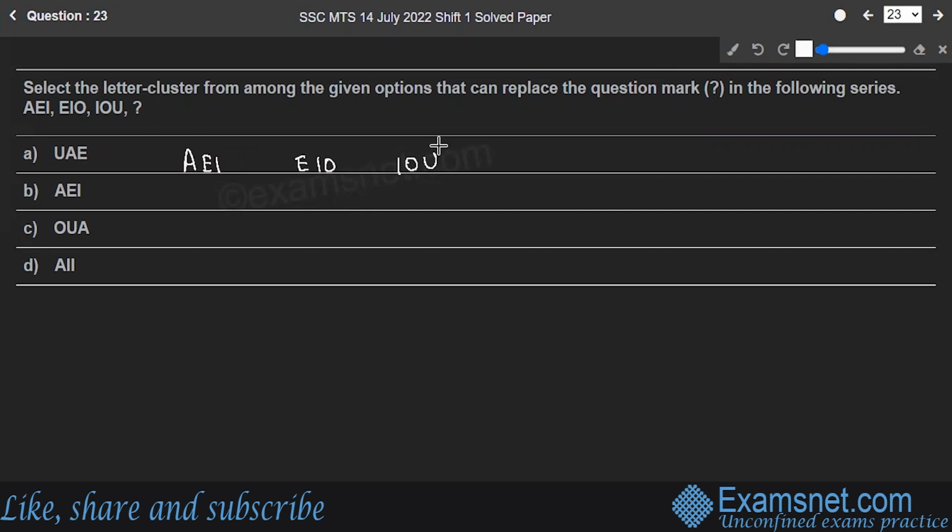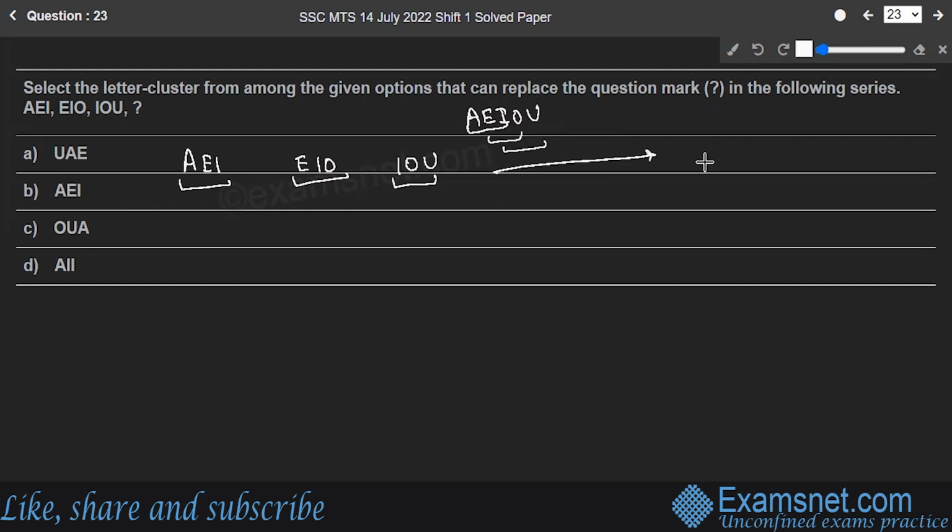So obviously in these types of questions, you need to understand the pattern. If you're thorough with the pattern, you will get it. So the terms over here are vowels. If you are understanding this, yes, they are vowels: A, E, I, O, U. And in each step, one place is shifted. So here it is A E I, E I O, I O U, A E I, E I O, I O U. So the next one will definitely be O.